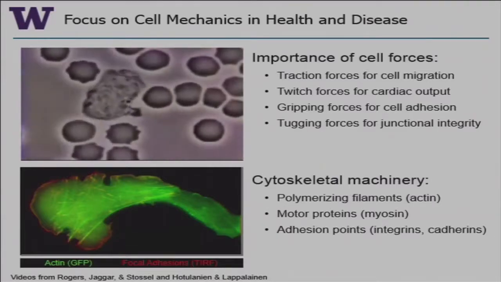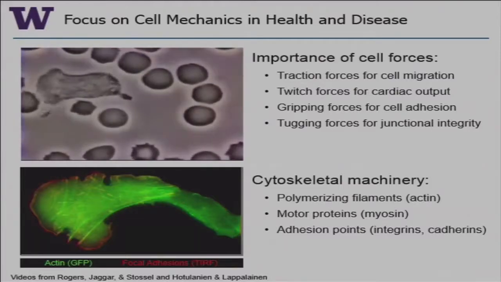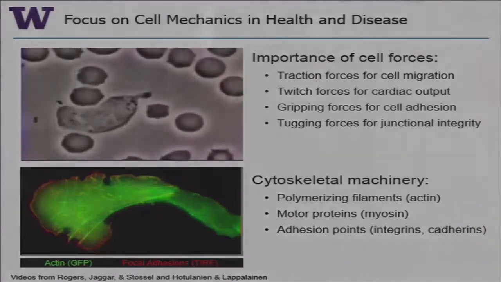If you're talking about cardiomyocytes, their ability to actually contract the heart and eject blood. They use it for cell adhesion, like in the case of platelets that are gripping tight to a wound site. Or if you have groups of cells, whether it be clusters of cells, or I'll talk about today, endothelial cells, you have junctional barriers or cell contact that's maintained by tugging forces between these cells.